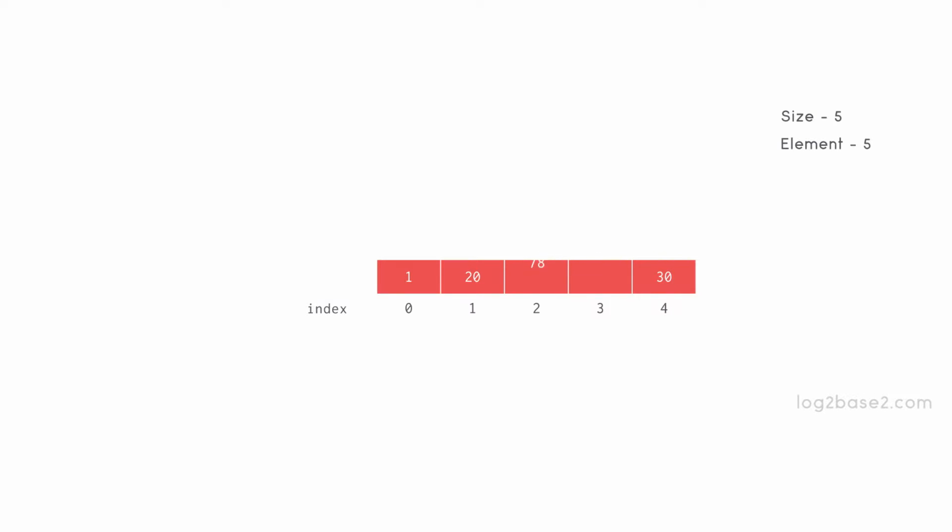So shift 78 to index 2. So index 3 is free now, so shift 30 to index 3. So index 4 is no more needed, so it is deleted. Now let us discuss the code to implement this.